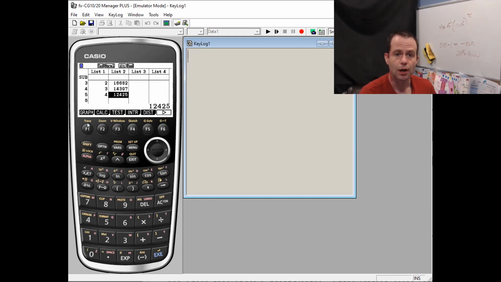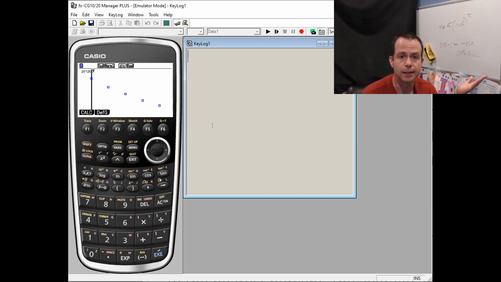Okay, so now on a Casio, we're going to press graph 1 so that we see the picture, and then we're going to calculate. Okay, you were told to do an exponential. So exponential, you got to go to more options here, and you're going to choose exponential EXP. That's F3 here. Okay.